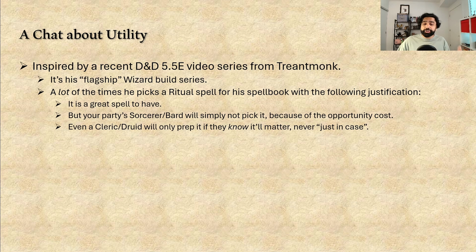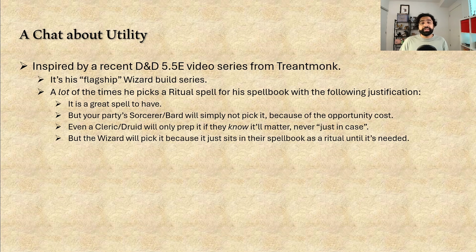And a cleric or druid might prepare it because they can swap their spells day to day, but they will never do so just in case. They will only do so at the beginning of a day that they know it's going to matter. The wizard is the only one who's going to get to pick every single ritual spell and just keep it in their spellbook right up until it's needed.